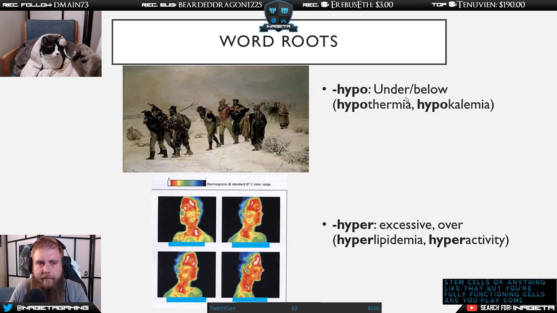Now you're probably familiar with these word roots, hypo and hyper. Hypo means under or below. So you've heard of hypothermia, where if you get too cold, you have a lower body temperature than you're supposed to, which can be deadly. Hypokalemia is a thing that can happen where you have too little potassium in your body. That can cause a host of issues as well, up to and including difficulties with brain function.